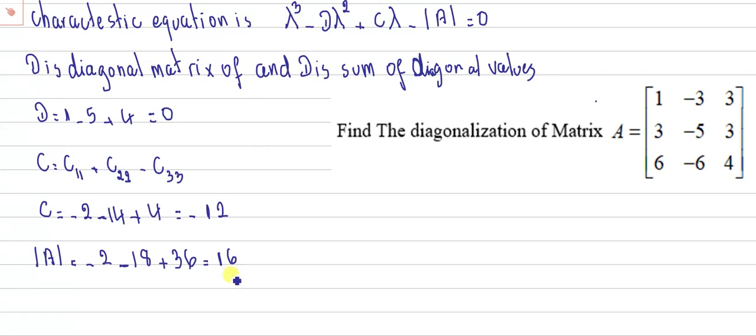So I got 36. And when we got this one is 36, we just write the characteristic equation. So I write lambda cubed minus D, D is 0, lambda squared plus, plus and minus is minus 12 lambda minus and plus is minus 16, equal to 0.